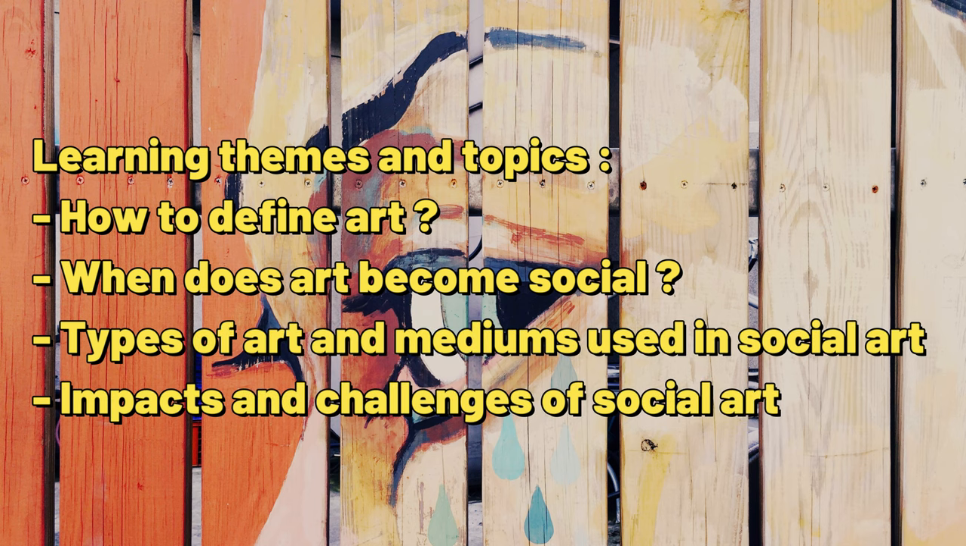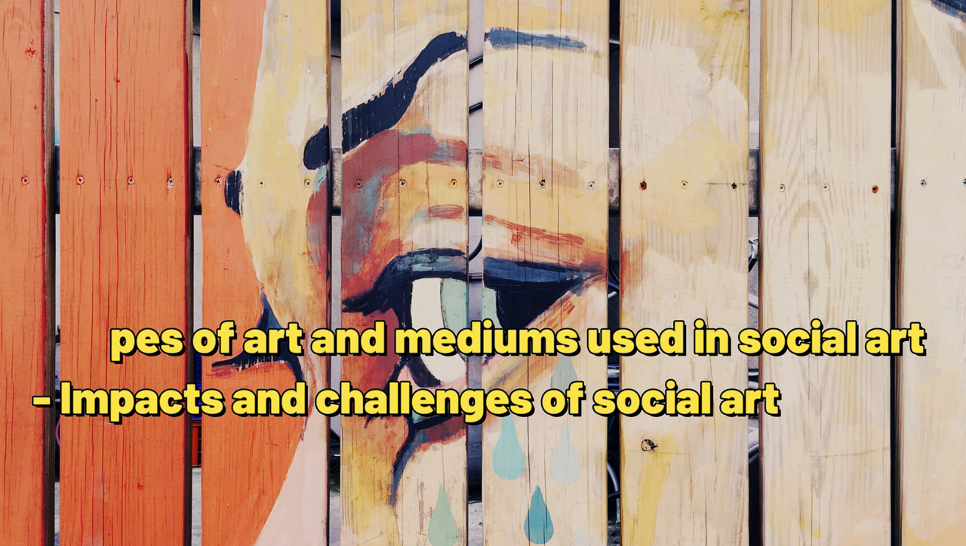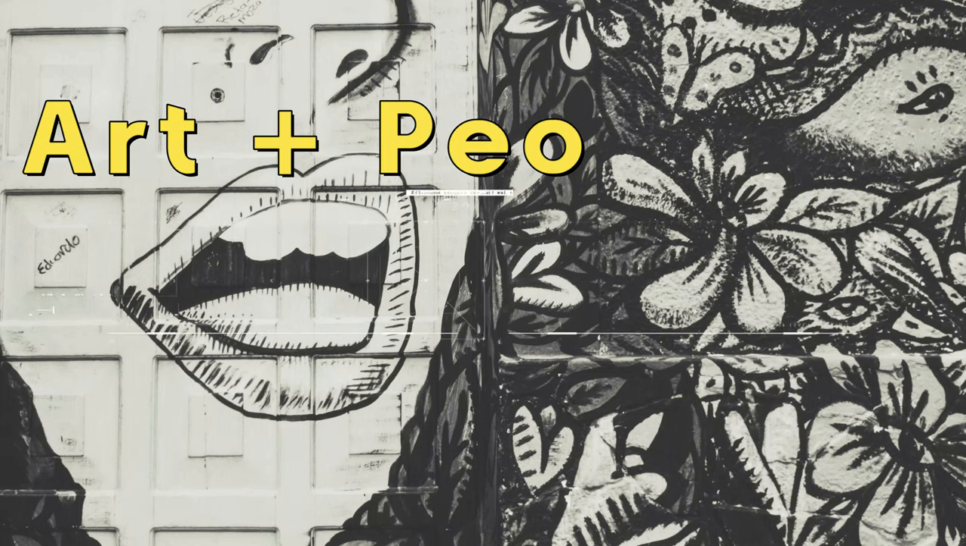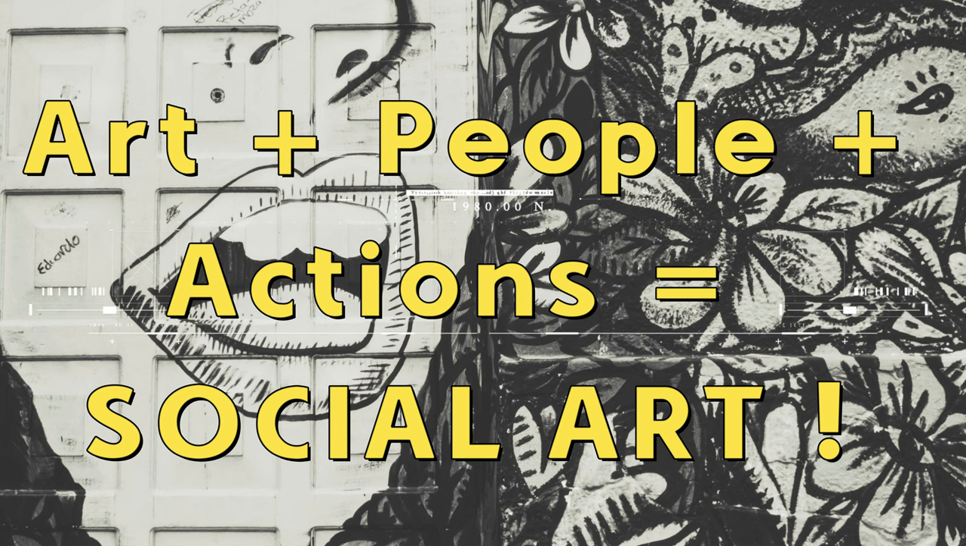Learning themes and topics. How to define art? When does art become social? Types of art and mediums used in social art, impacts and challenges of social art. Art plus people plus actions equals social art.